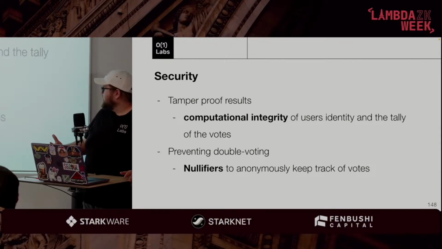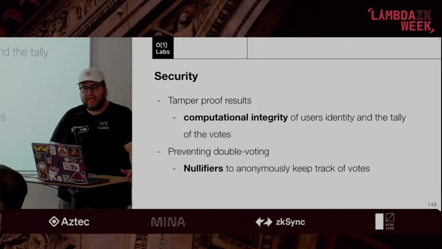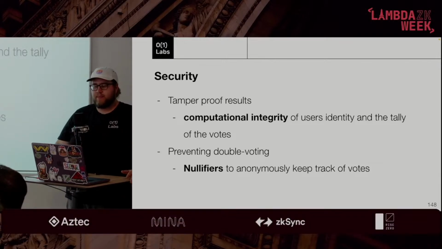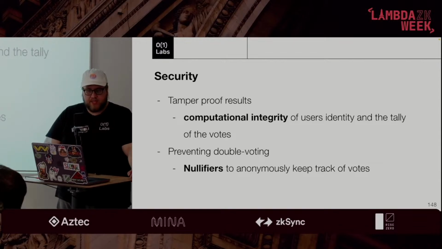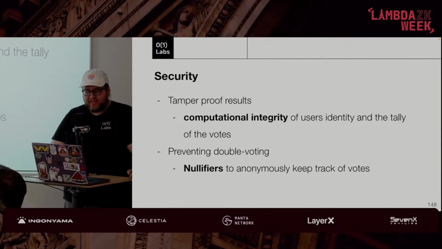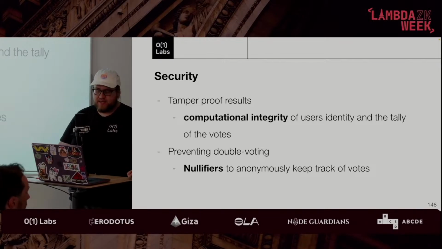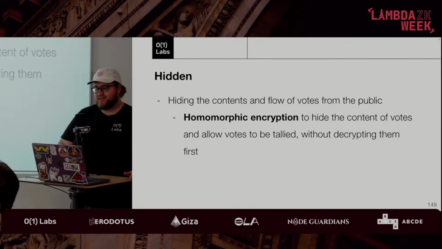And we simply do that by proving on the user side that they are who they claim they are. And we also prove the tally of the votes. And we will use nullifiers, for example, to prevent double voting, because we also don't want to allow an entity to vote multiple times for their favorite candidate, because that wouldn't be, I guess, democracy.